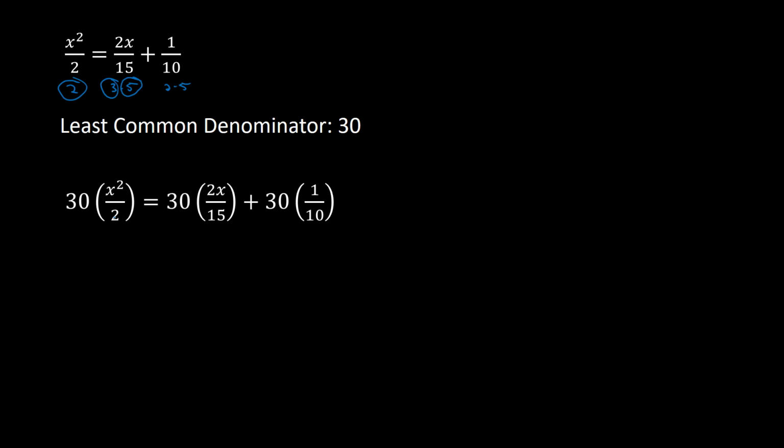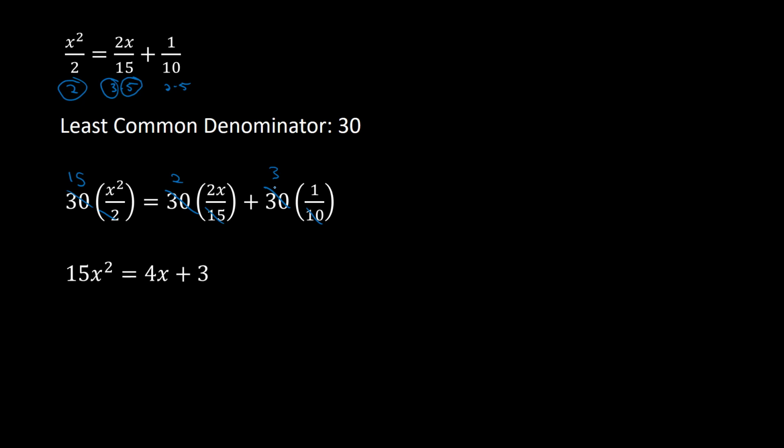So now from here, the 30 divided by the 2 would cancel. I now have 15. 30 over 15 would cancel. When I divide, I get 2. 30 divided by 10 gives me a 3. So now I have 15x squared equals 4x plus 3.